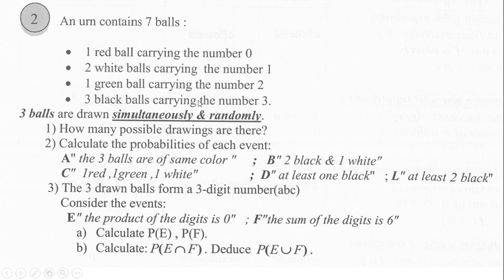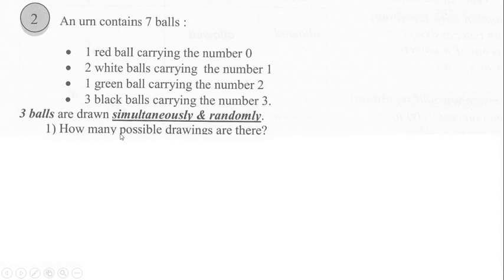All of this makes us use combination. What matters is that the total is 7 balls. Now these balls have a color and a number. The red has the number 0. I have two white balls with the number 1. 1 green with the number 2. And 3 black carry the number 3. Exercise number 1 asks us how many possible drawings are there.